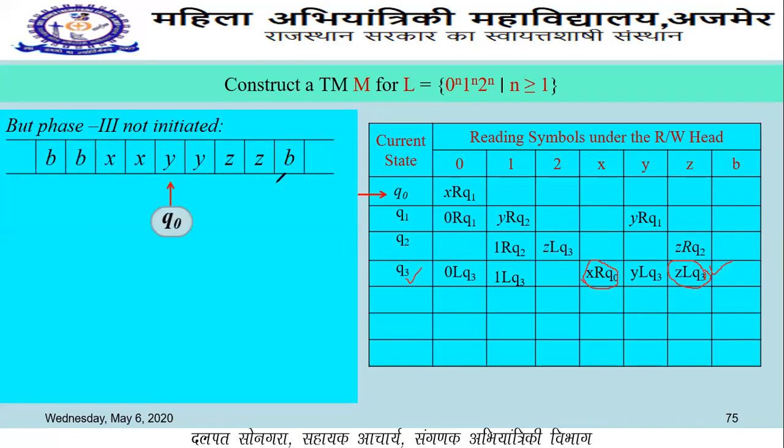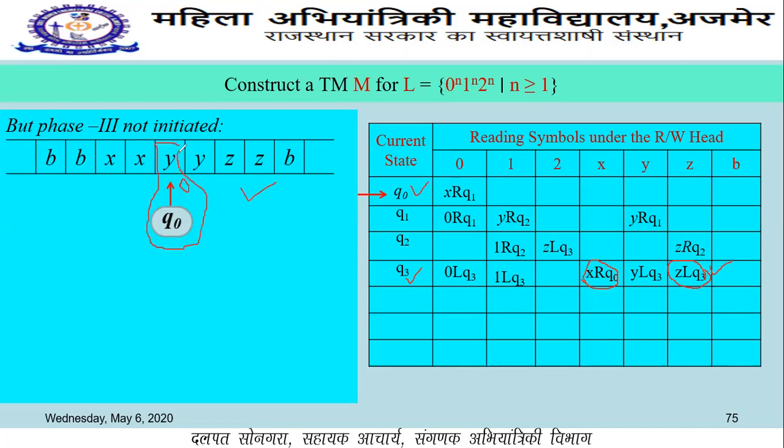Here phase 3 is not initiated, because if we read 0 at this q0, it means we start phase 3, but this time phase 3 is not started. How do we identify this? Because we are reading y at q0, and q0 is our initial state. If we read 0, then we enter the next phase.